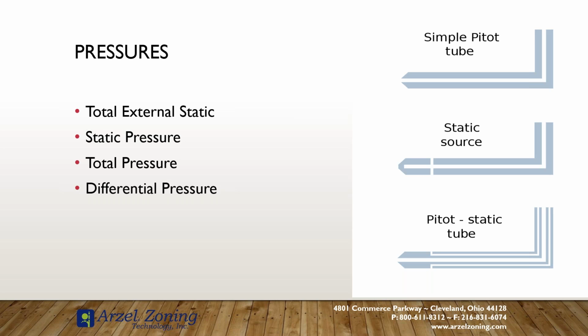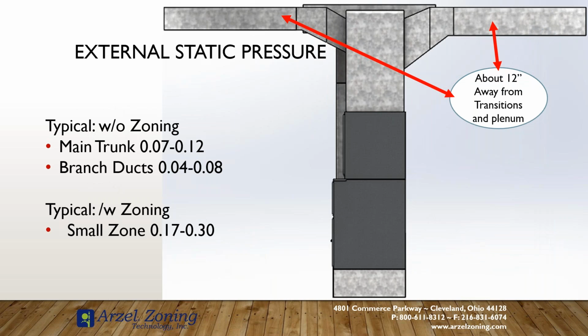So if we're exceeding our maximum static pressure, that's the tube that we're going to be using to test our total external static. We're going to use it to test our external static. So our external static is just our supply air duct by itself. And that's not looking at our equipment, that's just looking at our supply air duct. So typically without zoning, our main trunk line is going to be somewhere between a 0.07 to 0.12, or at least it should be based on design.